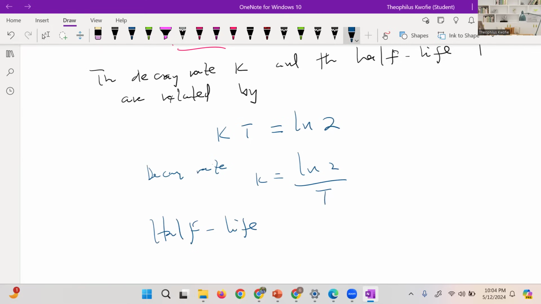Half-life will just be equal to t equal to ln 2 divided by the decay rate. So if you already know your decay rate, it's easier to find the half-life. I would like to point out that this theorem is so important that even when we know the decay rate of an organic matter, we can determine its half-life. Also, if we know the half-life, we can determine how long it has decayed.